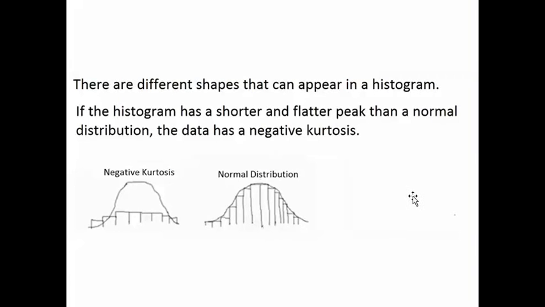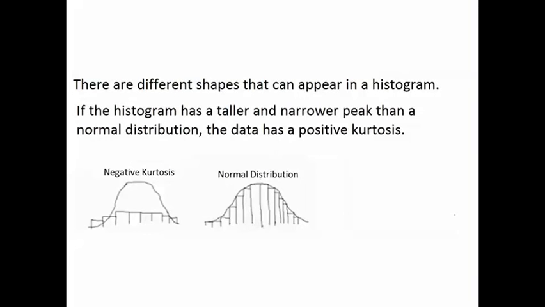The opposite is a positive kurtosis, which is when it has a taller and narrower peak than the normal distribution, like this, where the peak is more narrow and it's also going up higher than the normal curve does. So a negative kurtosis is shorter and wider than a normal curve. A positive kurtosis is taller and narrower than the normal curve. This one has this wide and short peak. This one has this tall and narrow peak.